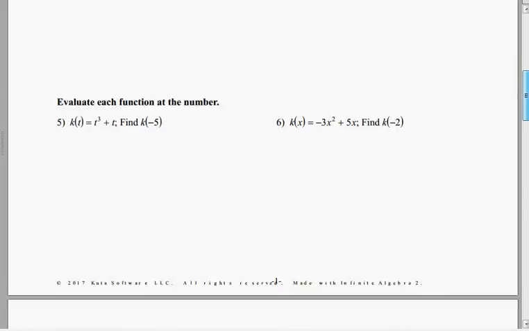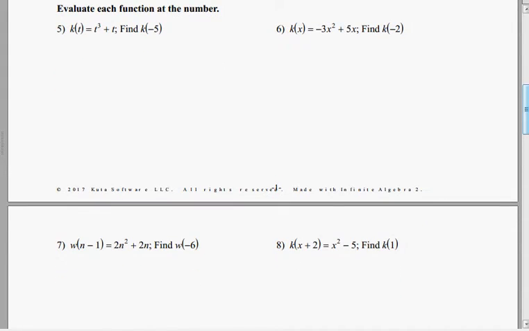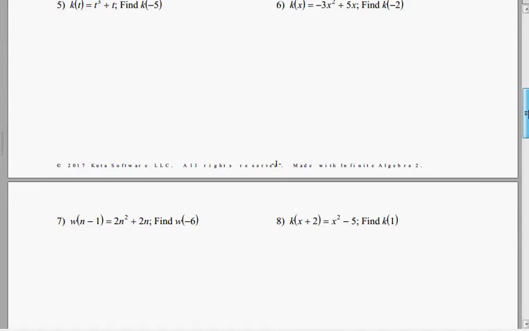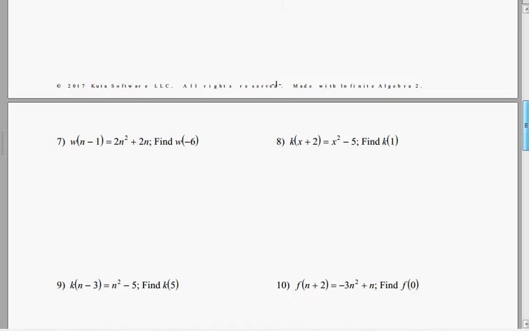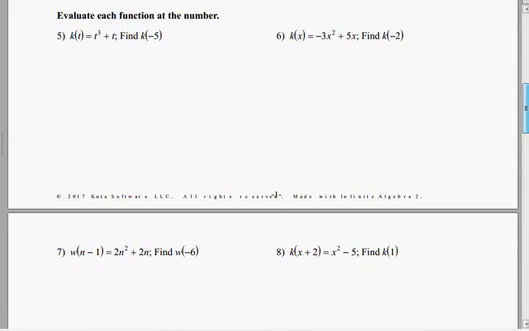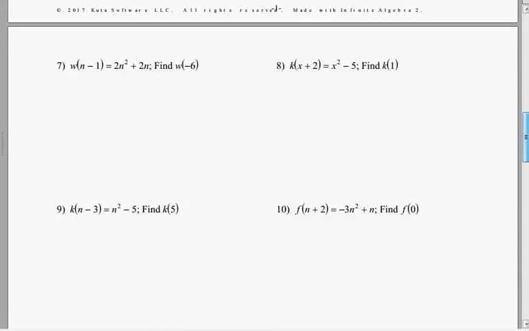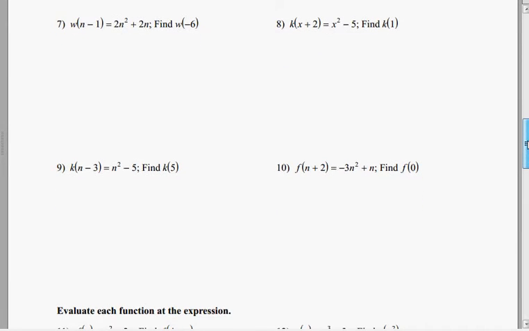This video, we're going straight to problem number 5, evaluate each function at the number. And actually that is on the other video as well. The other video starts with that. So I will skip the ones where we just evaluate with a number. I want to go directly to number 7.